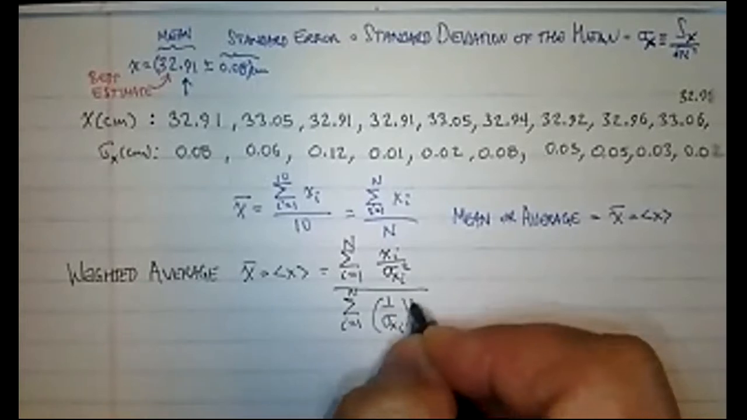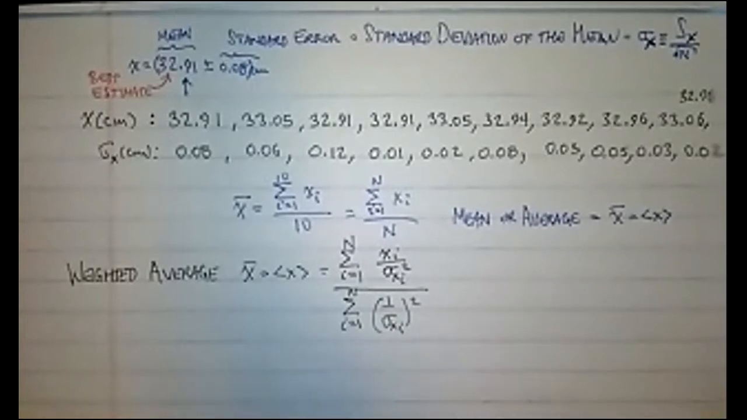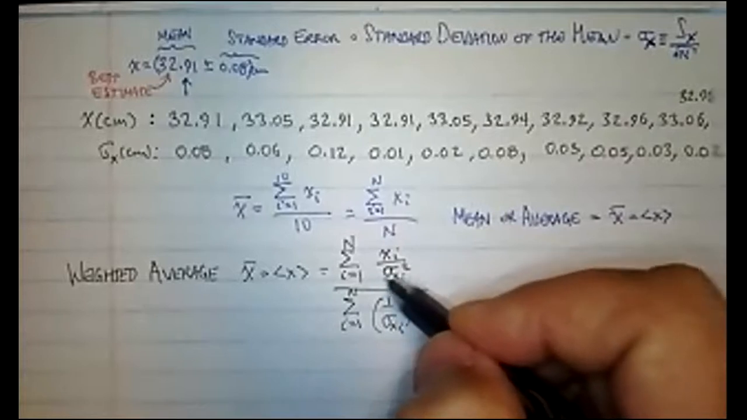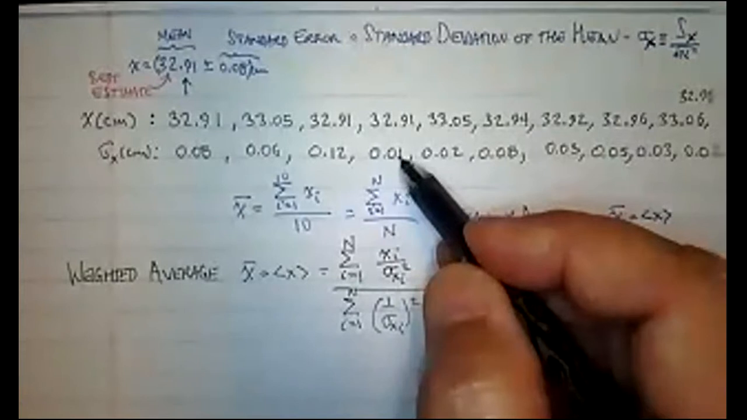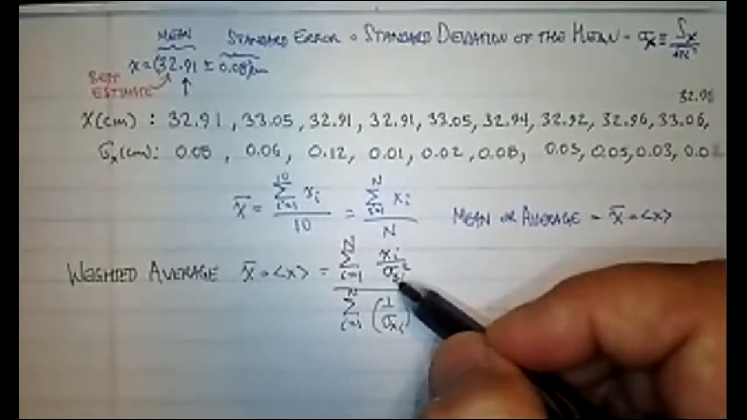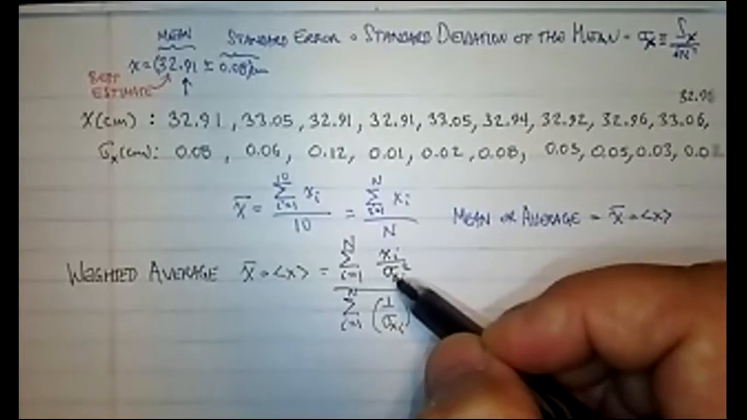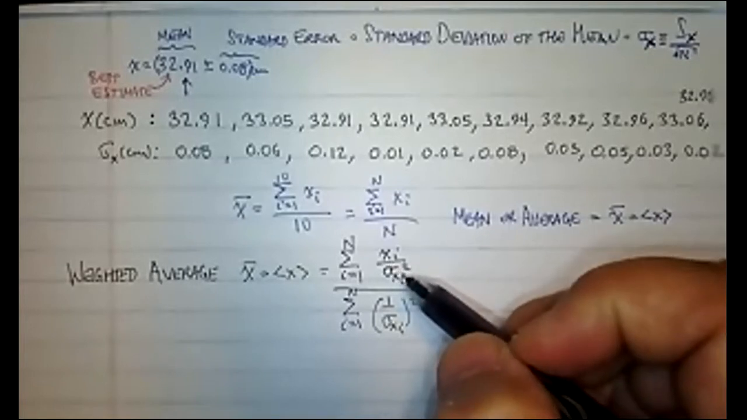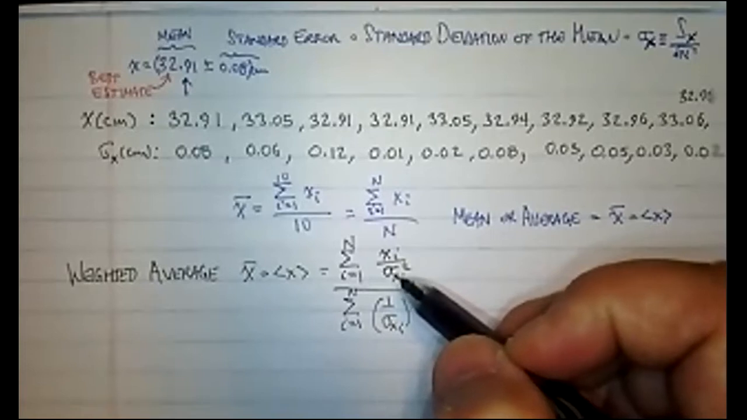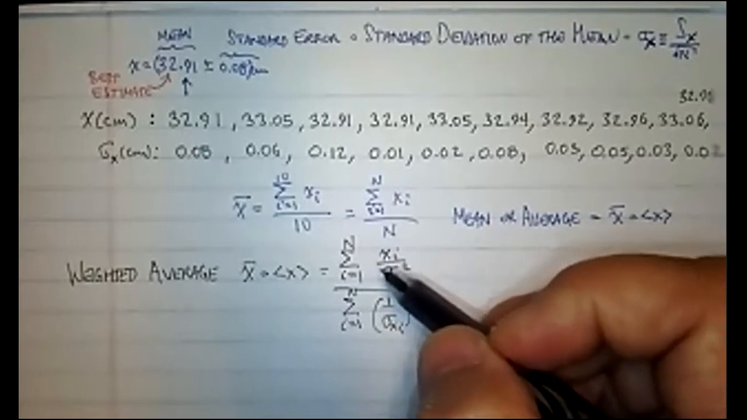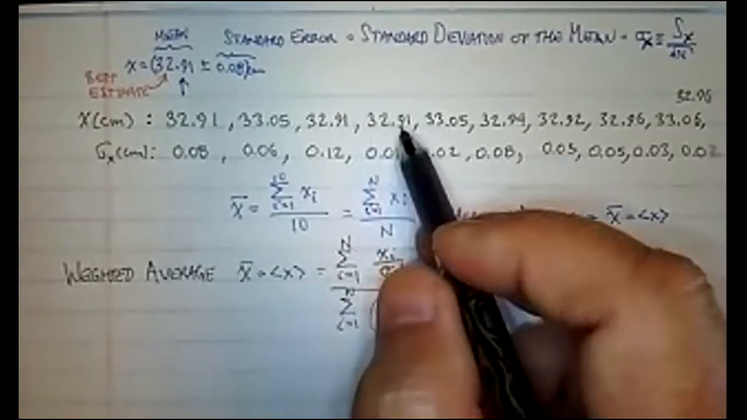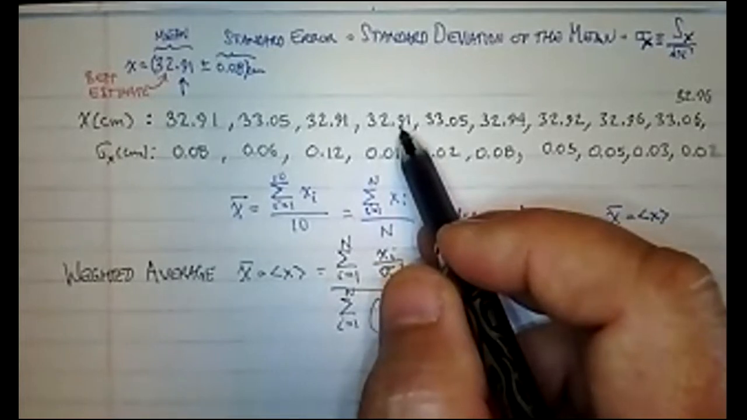So what this does, notice by putting the error in the bottom, a really small error, which is like 1/100th, makes this one have a power of 10,000 because 1/100th squared is 1/10,000th in the bottom, and then 1/10,000th being in the bottom means a 10,000 multiplied by the top. So this one will be as if we took this trial 10,000 times.